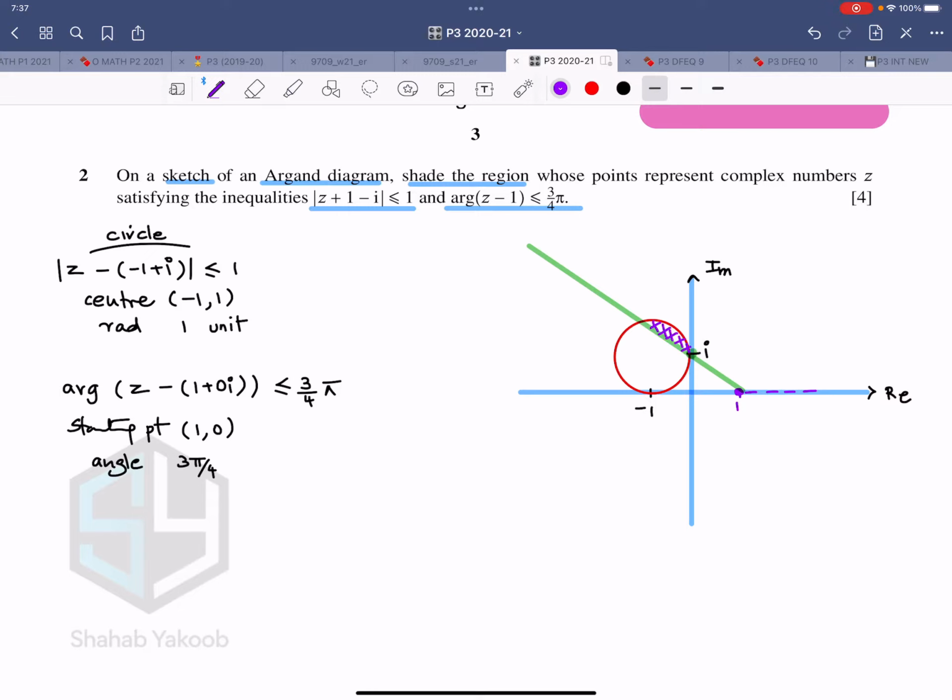So first double check, have you labeled everything? Imaginary, real, center of the circle. Let me label the center of the circle as this. And this is the starting point. And because of 45 degrees, it will pass through this. And everything is perfect for 4 marks.